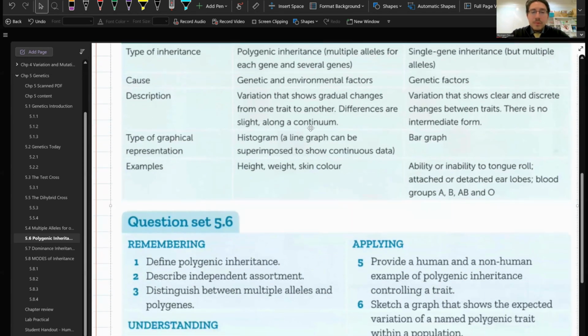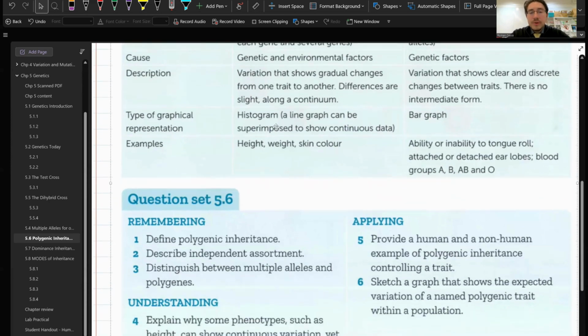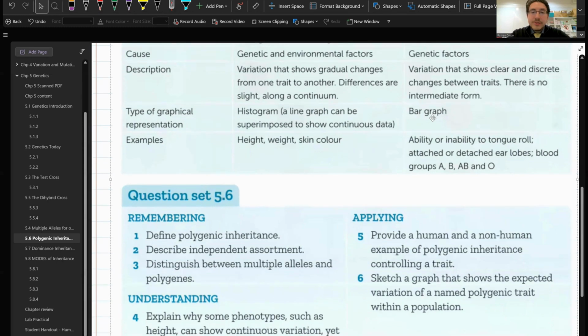And what's happening, more specifically, is that you'll see gradual changes within the population from one trait to another. Differences are slight along a continuum because there are so many genes. You have a nice gradient blend. In the case of multiple alleles, it's either-or. It's clear and concrete between the traits. There's no intermediate form. As I mentioned before, you have a histogram versus a bar graph between polygenic inheritance and a multiple allele situation.